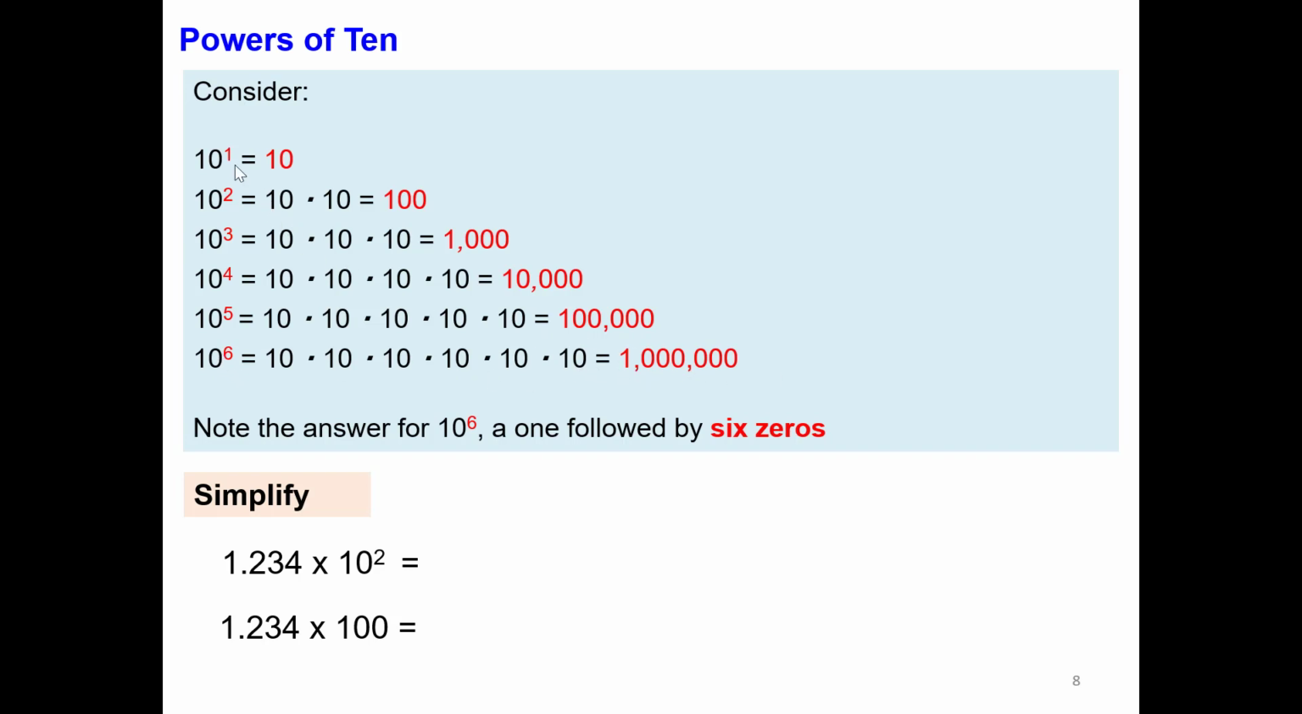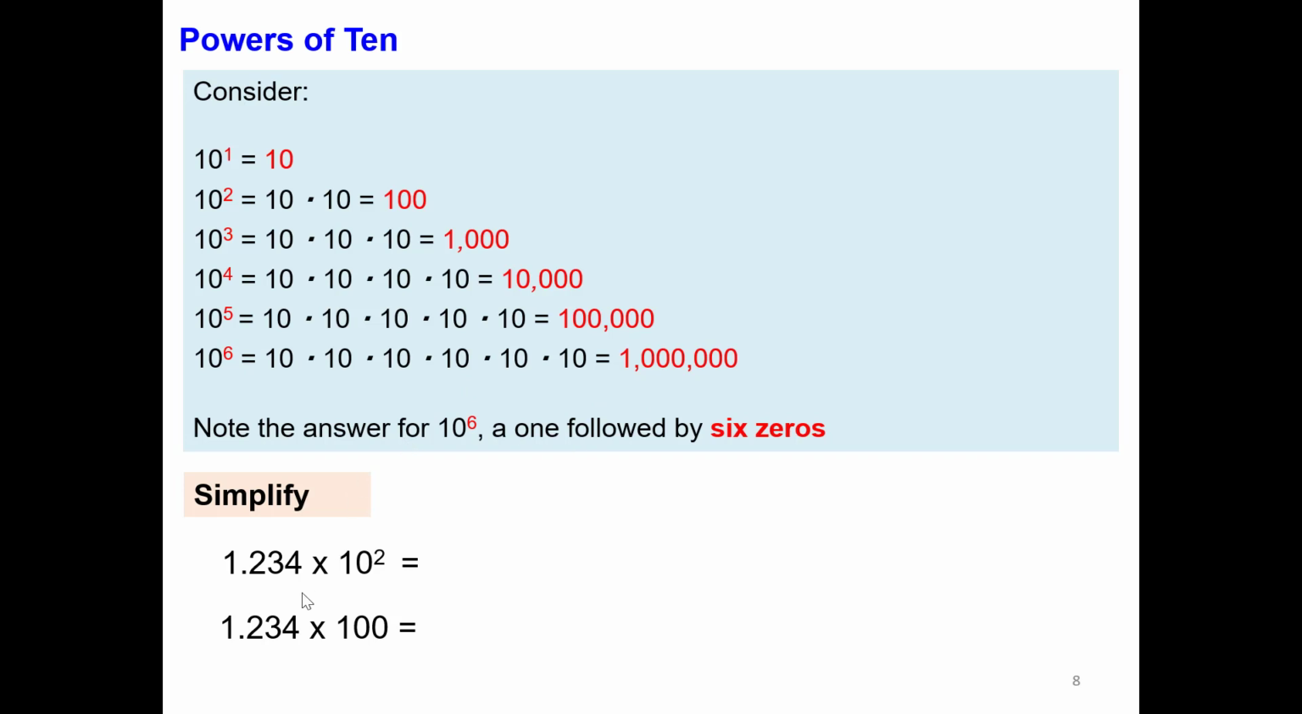What we can observe here is if we had 10 to the first power, we had 1 zero after 1. 10 to the second power, we had 2 zeros. 10 to the third power, we had 3 zeros after 1. And if we had 10 to the sixth power, we had 6 zeros after 1. Yes, and this is important to remember.